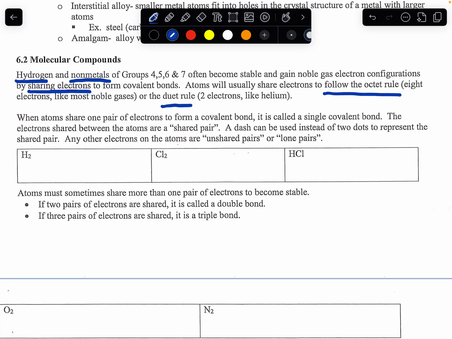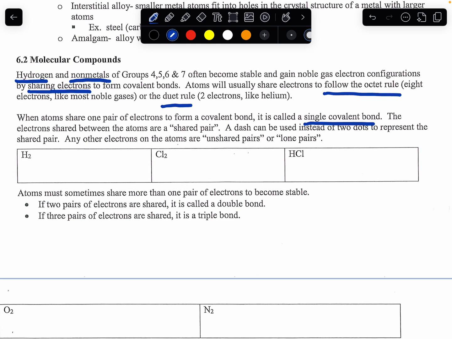So when atoms share one pair of electrons to form a covalent bond, it's called a single covalent bond. In every bond, there will be 2 valence electrons being shared, okay? And we call that a shared pair. So we will represent that with a dash. If they're not attached to another atom, we refer to them as what's called an unshared pair or a lone pair. And I'll be showing you that as we go forward.